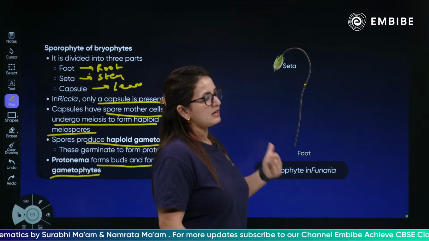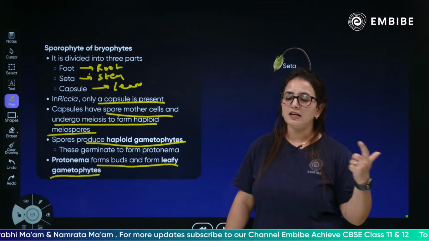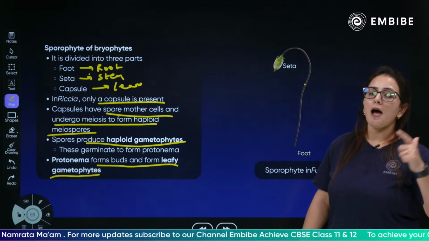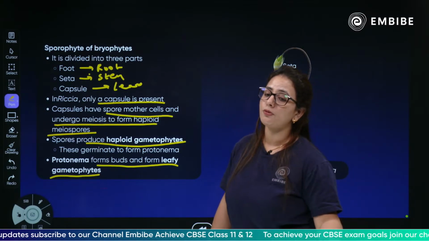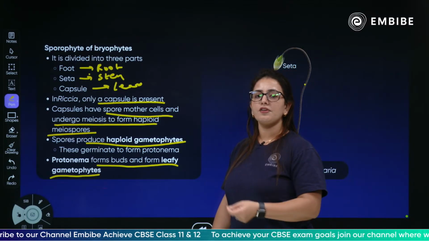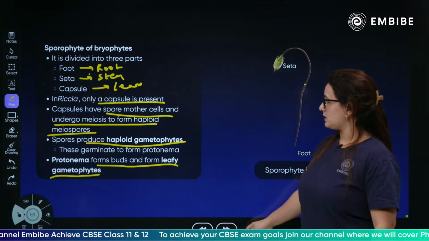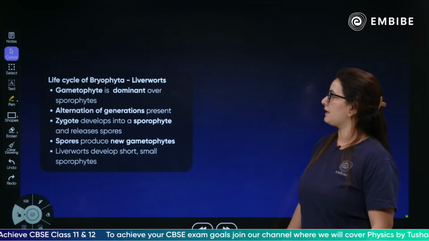You know what is meiosis? The reductional division. When the mother cells undergo the reductional division, they form haploid meiospores, and this haploid meiospore will convert into a leafy protonema or gametophytic leafy structure. Yes, this is about the sporophyte of the bryophytes.